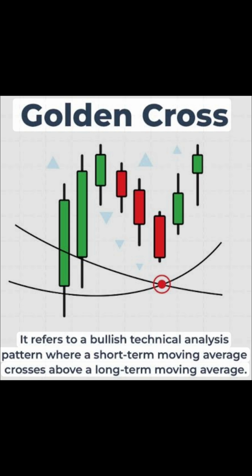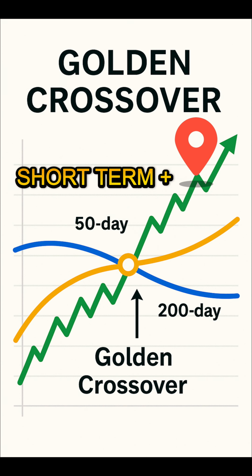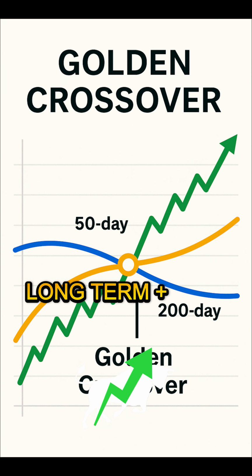Let's begin. What is a golden crossover? A golden crossover happens when the 50-day moving average crosses above the 200-day moving average. This crossover indicates that short-term momentum has turned positive, and the long-term trend is changing from bearish to bullish. The logic is very simple.